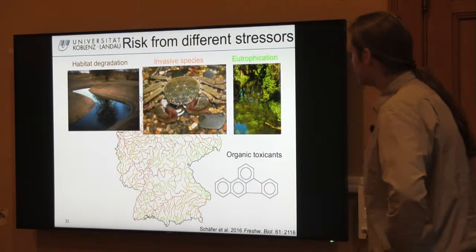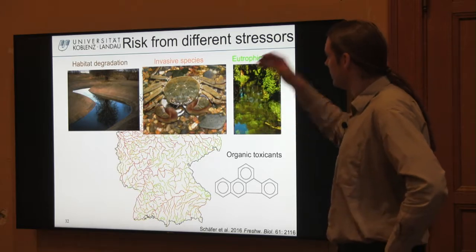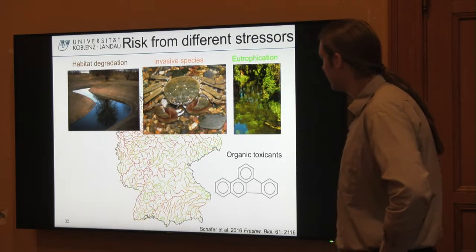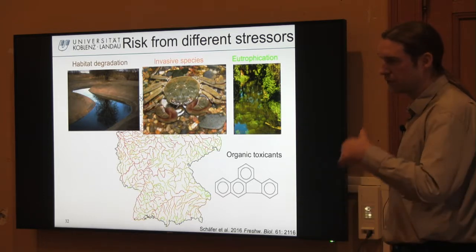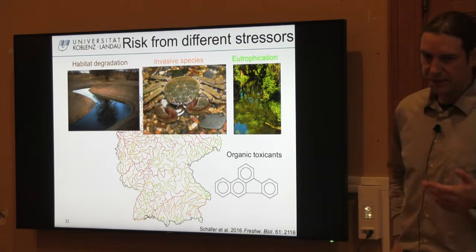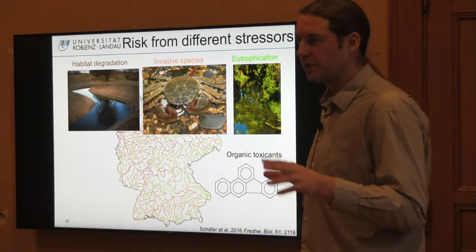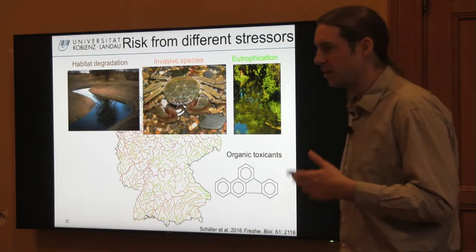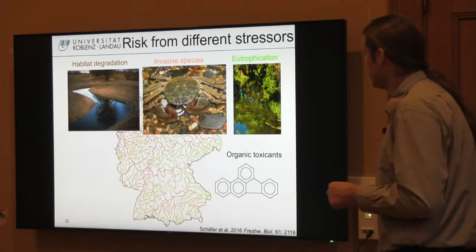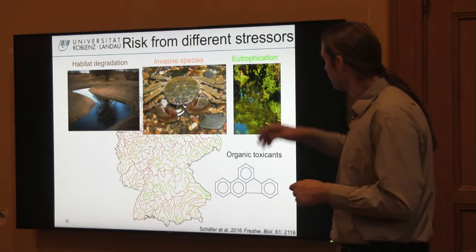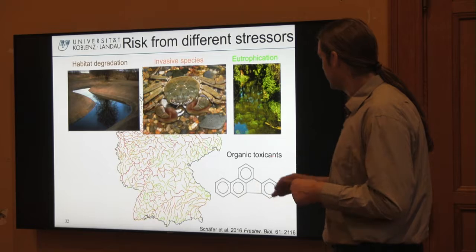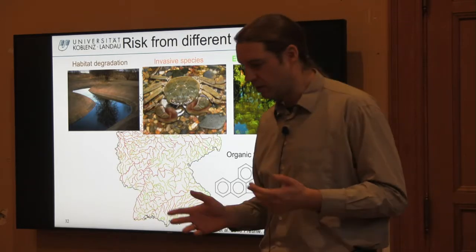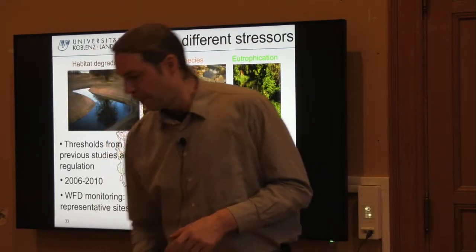And other stressors we looked at was the occurrence of invasive species. We also used some invasiveness category system, whether the invasion status is problematic or whether they are just occurring but not causing any problems. Eutrophication, so excessive nutrients, and we looked at the occurrence of organic toxicants.